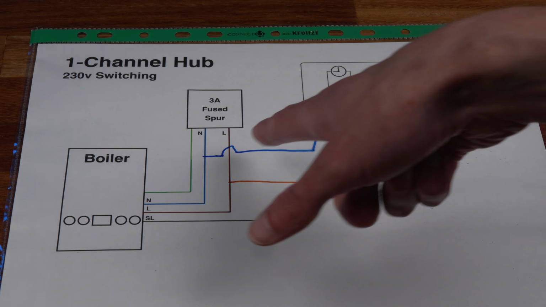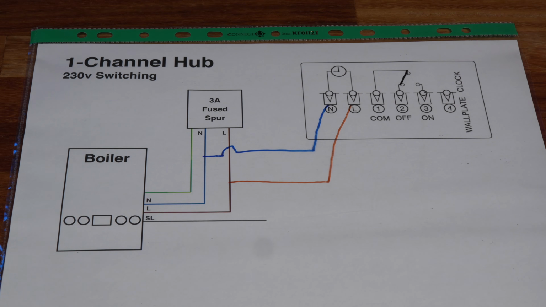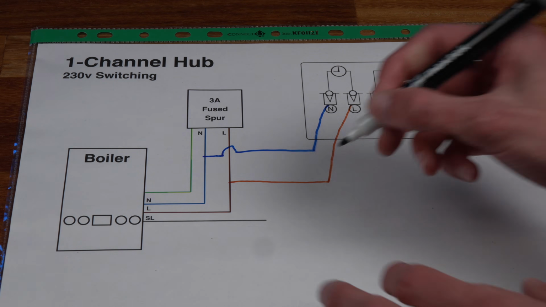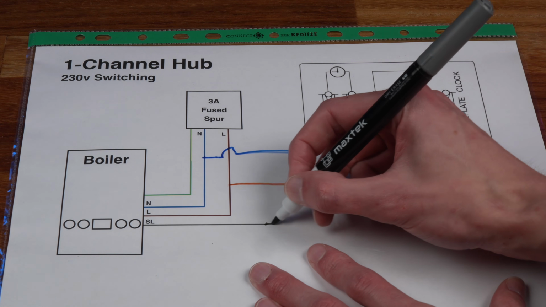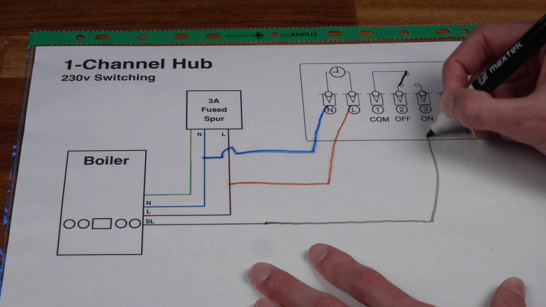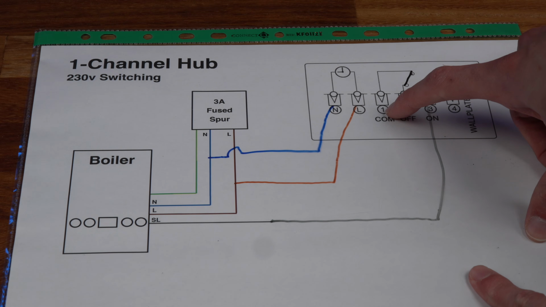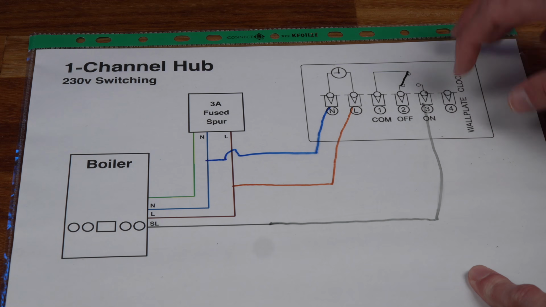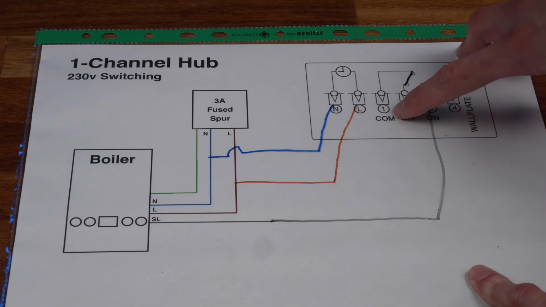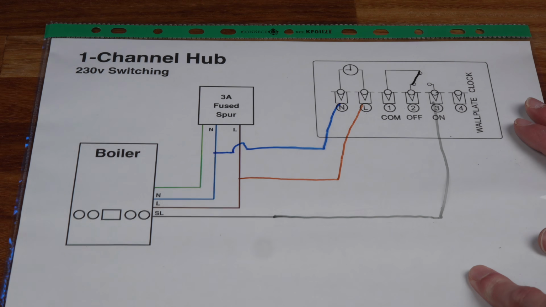Once again, we still have the neutral and line connected to the neutral and line terminals on the hub. And now we need to connect the switch line from the boiler back once again into the on terminal on the Wiser hub. However, if you look at this, you can see it's not going to work right now, because there's nothing connected to the common terminal.